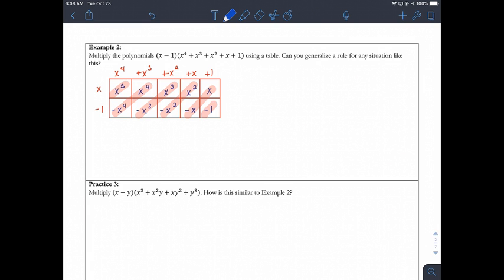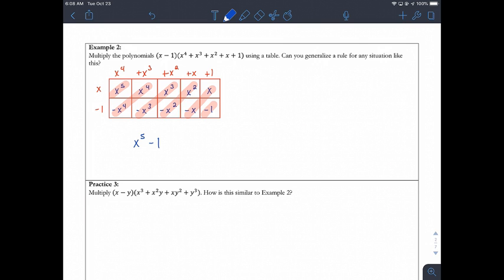We can combine like terms, and you're going to notice something happens here. You're going to have x to the fifth. X to the fourth minus x to the fourth is 0. X cubed minus x cubed is 0. X squared minus x squared is 0. And x minus x is 0, leaving you with just minus 1 at the end. So this seems unique. It's a unique situation.